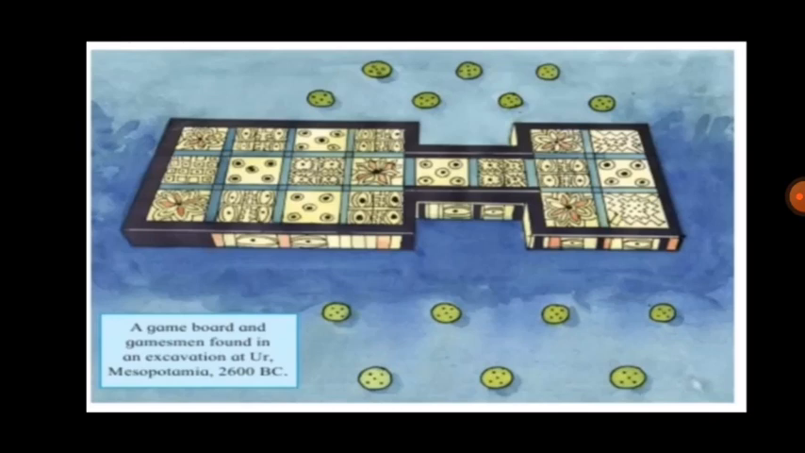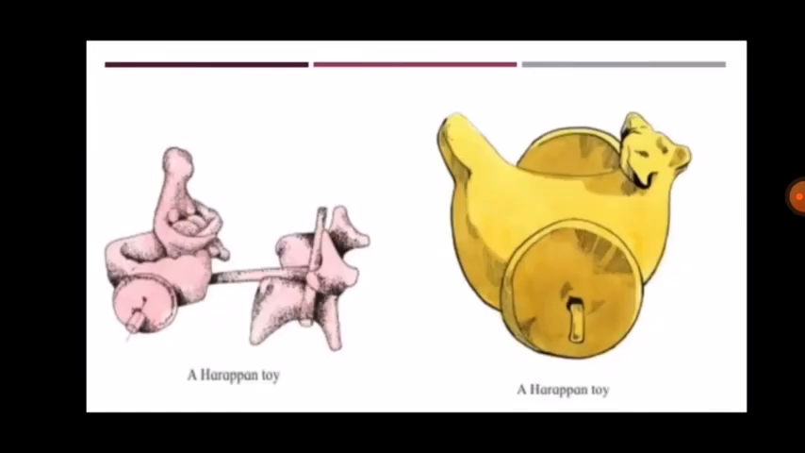Many toys are also found in the excavation of Harappan sites. There were many toys at that time. What were the toys? They included whirls, whistles, rattles, bullock carts, animals and birds on wheels, etc. So these were all the different types of toys during the Harappan civilization.